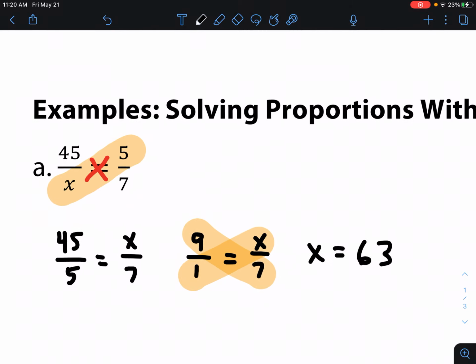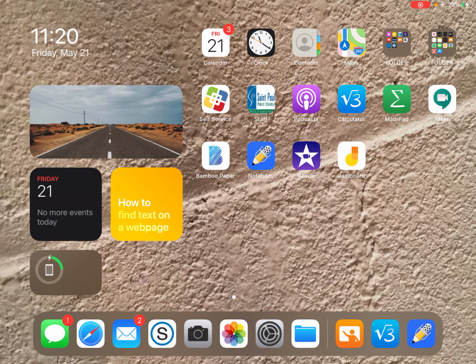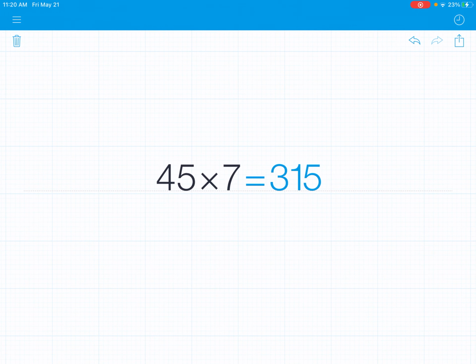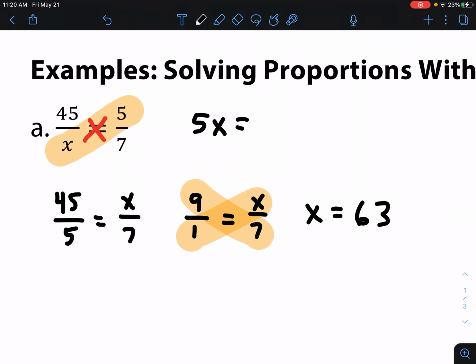Now, we could do the same thing that we did to this one, to the original problem. We could cross multiply, but in this case, we're going to end up with 5x is equal to 45 times 7. Well, we need a calculator to do 45 times 7. Let me see. I think I did it over here. Yeah, so here we go. 45 times 7 is 315, so we could go ahead and put 315 in there.